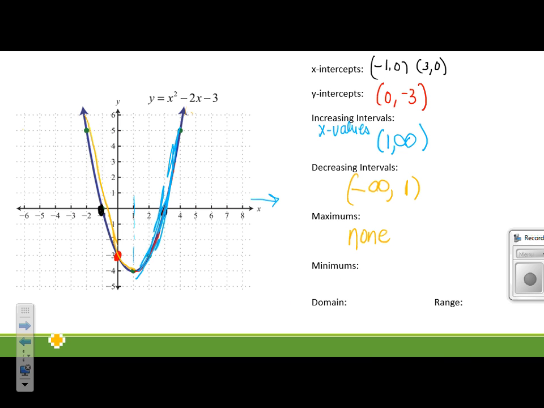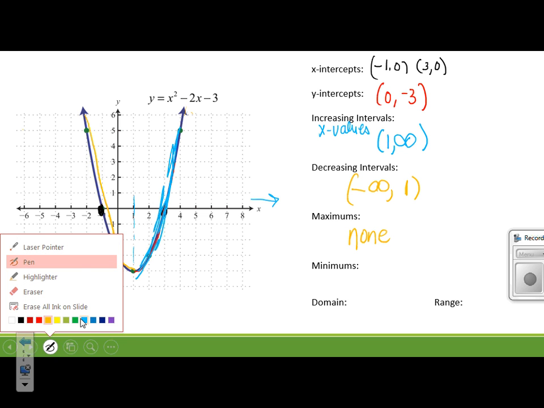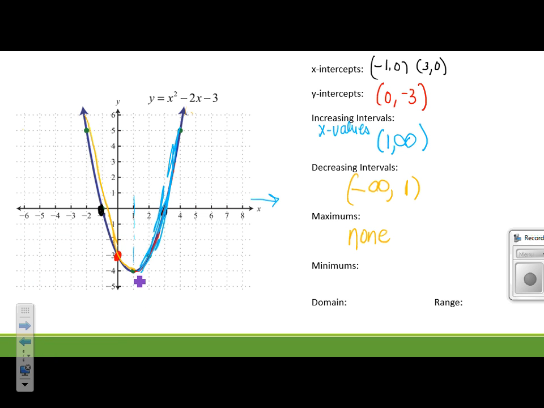If I talk about minimums, there is a minimum. This is not only a relative minimum, it's also an absolute minimum because absolutely, positively, this is the lowest point. So that point is (1, -4). Okay, that's the minimum.